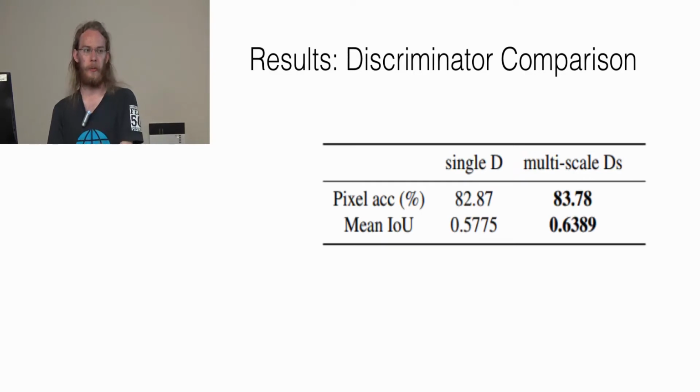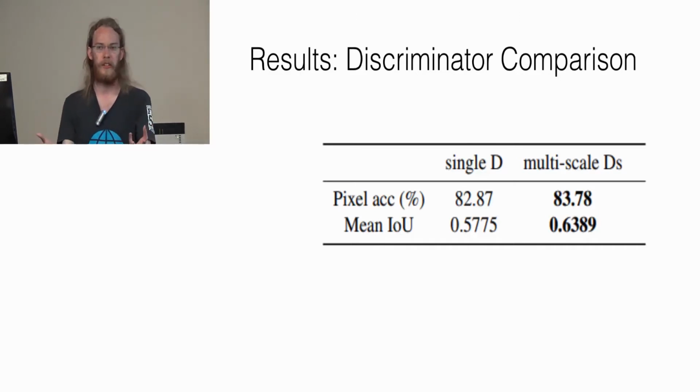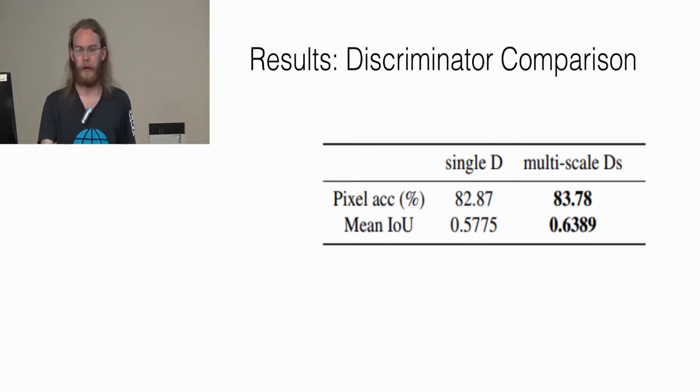They also tested the discriminators. Here they kept the coarse-to-fine generator the same. They kept the feature matching loss the same. And they experimented with using the multi-scale discriminator versus just using the single discriminator. So here they just used D1. Here they used D1, D2, and D3.